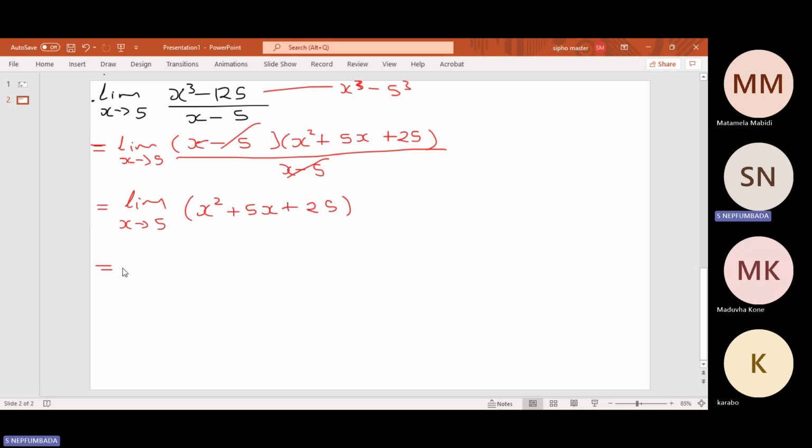Now our limit can approach 5. Then we're going to have 5 to the power of 2 plus 5 into 5 plus 25. Then what is your solution? 75.